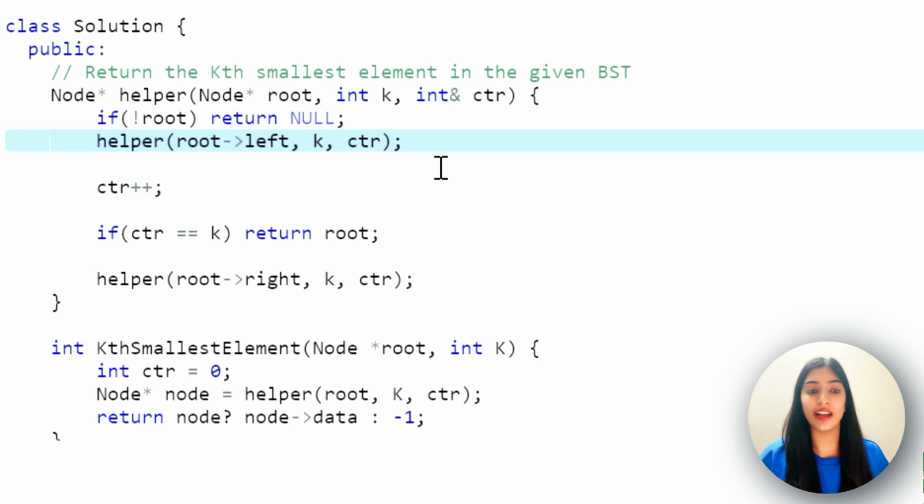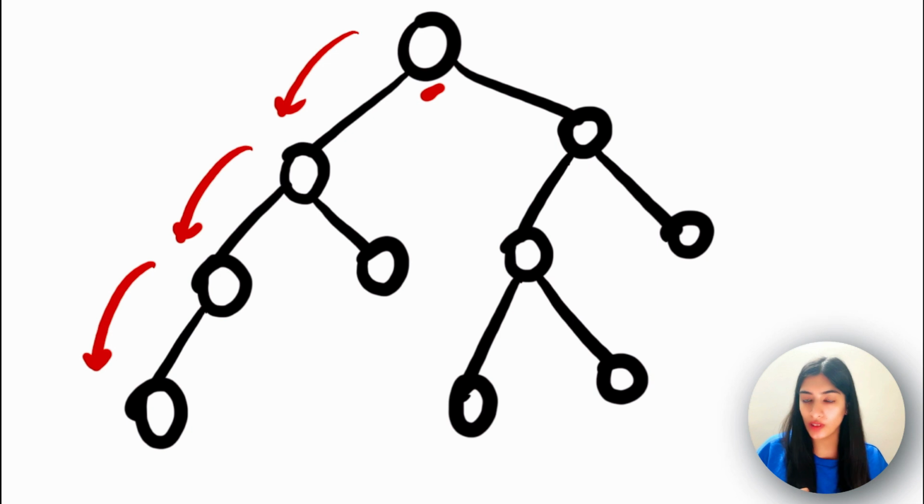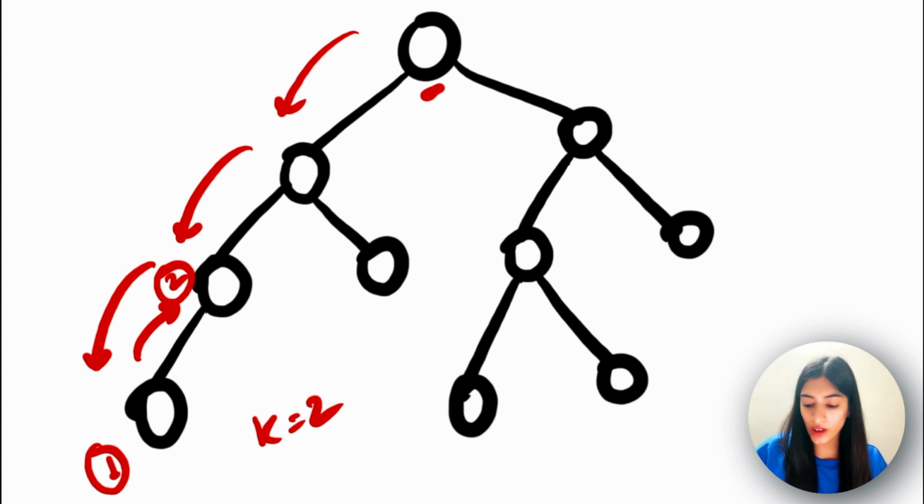Let me show it to you in the diagram. So in the diagram, we start from here. Then we make a recursive call, we come over here. We make a recursive call, come over here. We make a recursive call, we come over here. Then we increment the counter value to 1. We go back. We increment the counter value to 2. Now suppose the k value was 2 itself, and the counter value became 2. So I should return this answer itself. But I have to add this check.